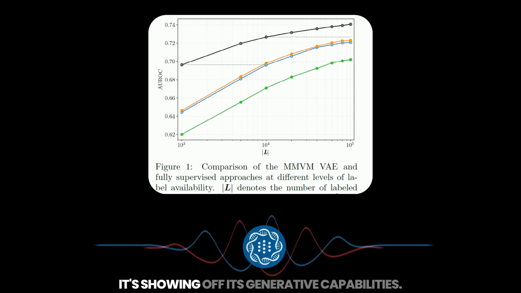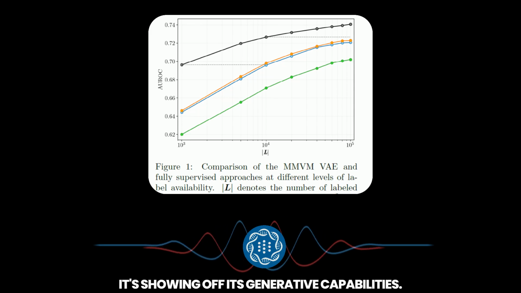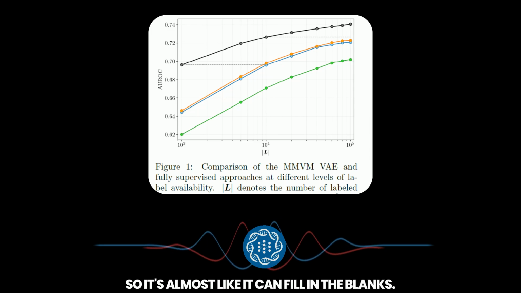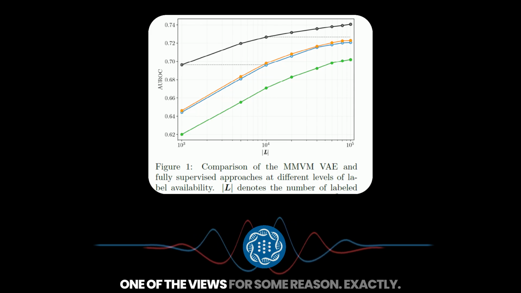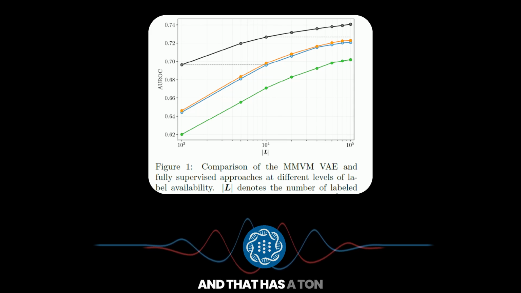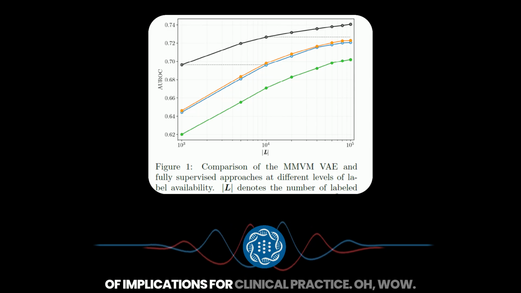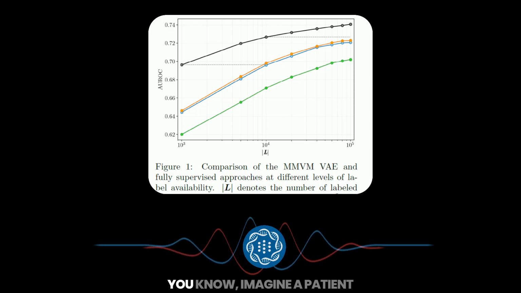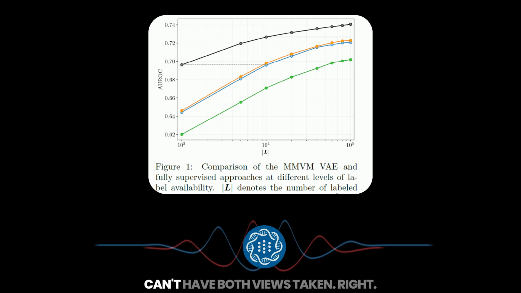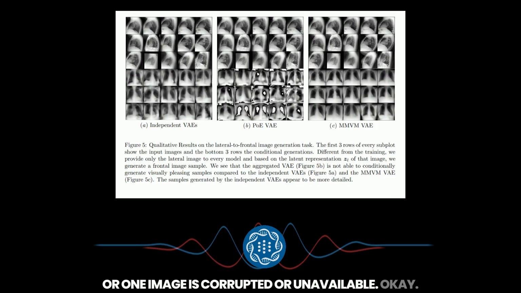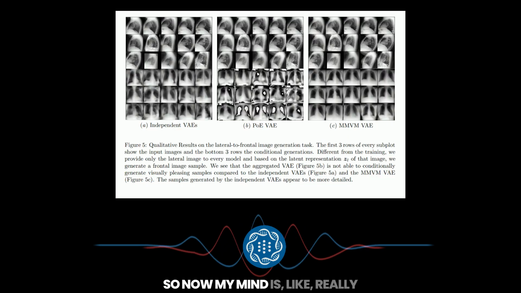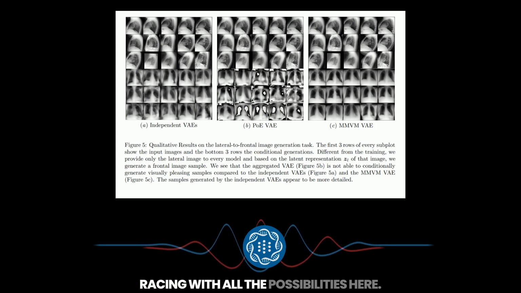That's right. Yeah. It's showing off its generative capabilities. So it's almost like it can fill in the blanks. Yeah, it can. Which could be super helpful if you're missing one of the views for some reason. Exactly. And that has a ton of implications for clinical practice. Imagine a patient can't have both views taken, or one image is corrupted or unavailable. Okay, so now my mind is really racing with all the possibilities here.